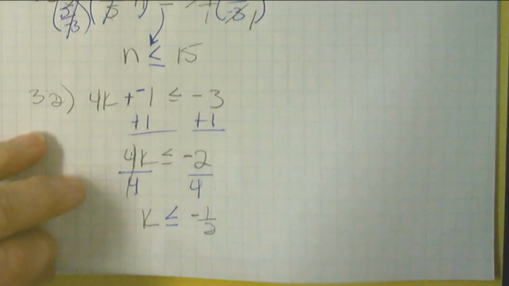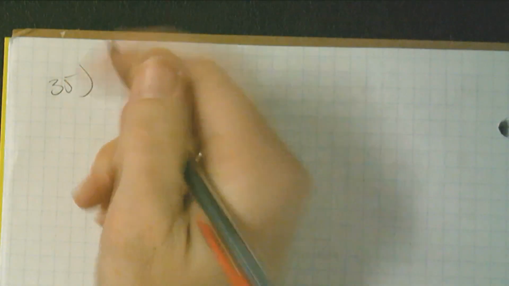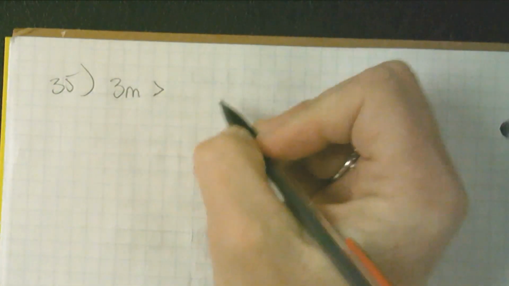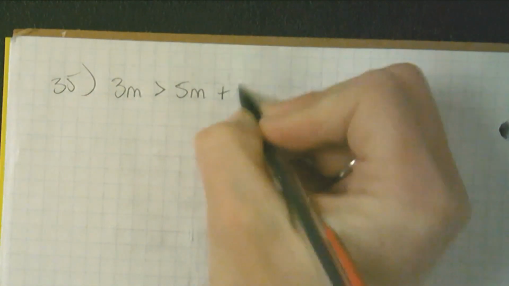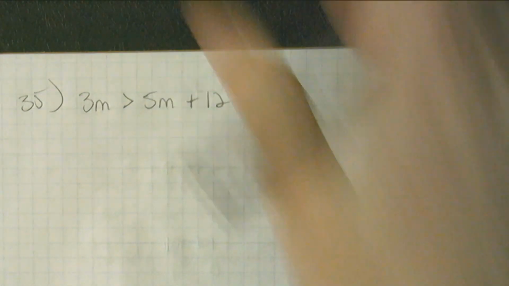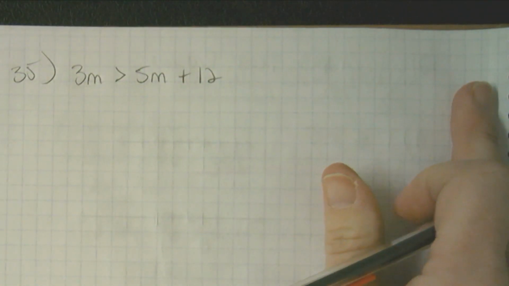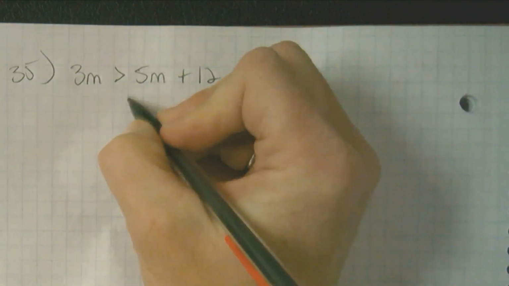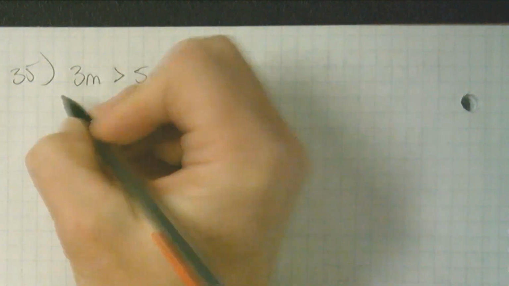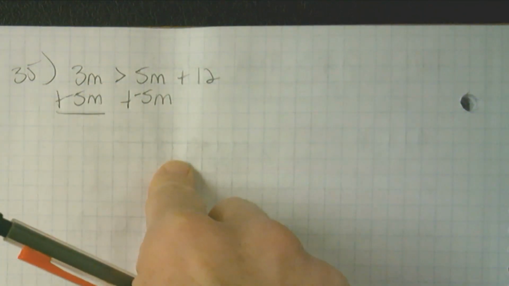Okay. Let's go to 35. Who asked me for 35? Awesome. So 35 said, I have 3m is greater than 5m plus 12. All right, Jack, now this one's different because we have 2 variable terms. But the idea is still the same. I need to get my variable terms to one side and leave my constant on the other. So I'm going to add a negative 5m to both sides. So my variable terms get on this side, and my constant 12 is left by itself.